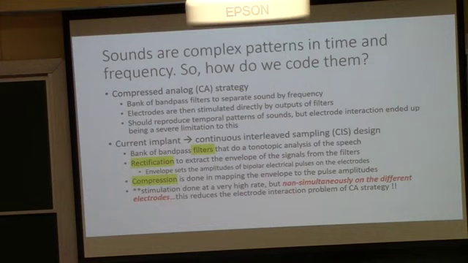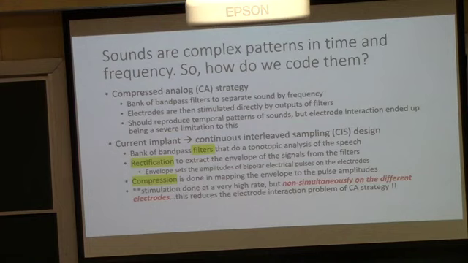Okay, so what makes it really hard to design a cochlear implant also is that sounds are complex in time and frequency. You guys know that there's like a million different things that are coded within sound, and to be able to take that from the outside world and transmit it to somebody's brain is kind of a wild concept. One of the older strategies is the compressed analog strategy, and I'll let you guys read up on that by yourself.